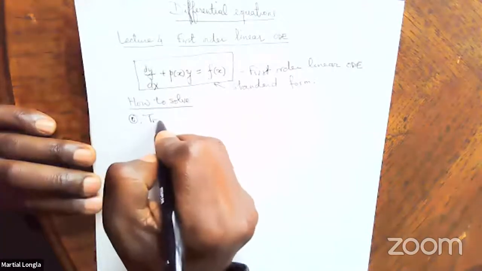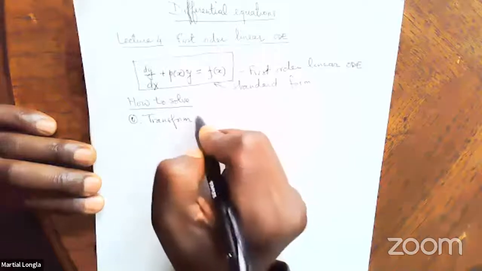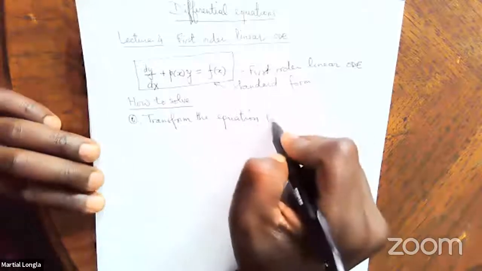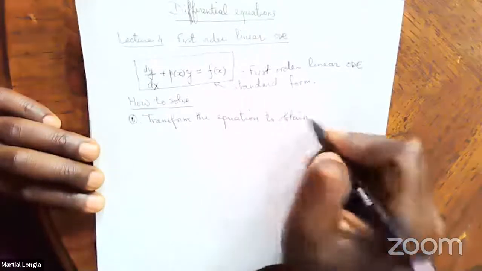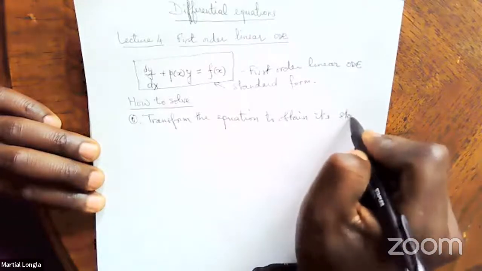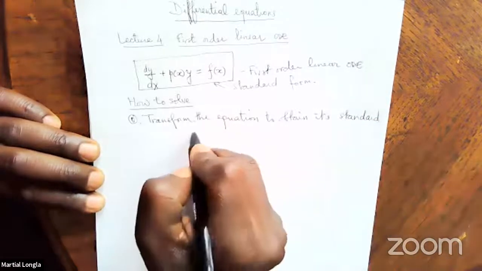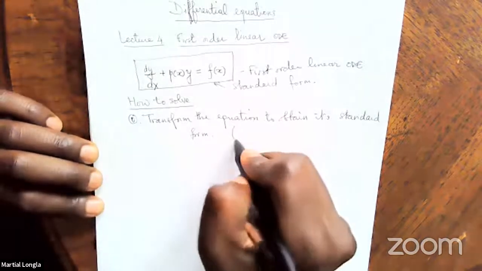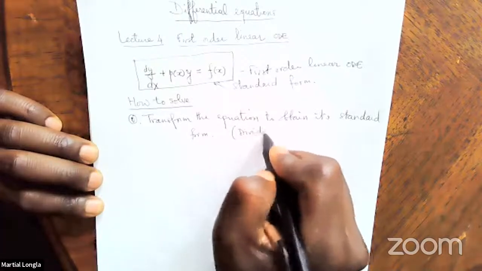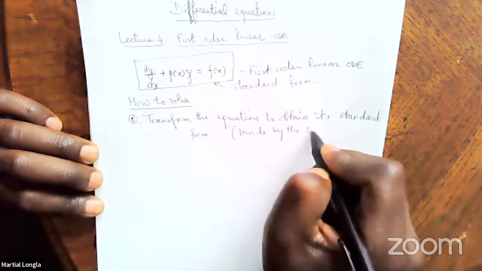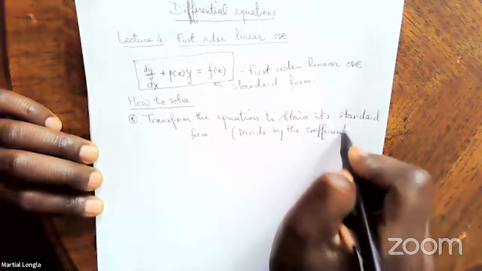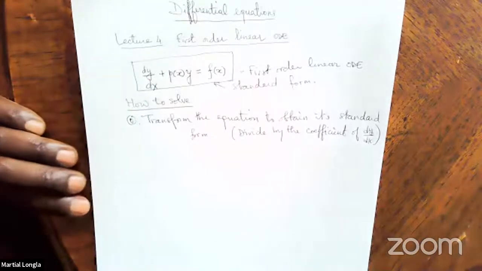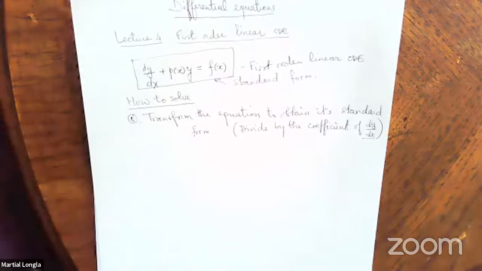Transform the equation to obtain its standard form. All right. And this is technically saying divide by the coefficient of dy over dx. So if there is something in front of dy over dx, you divide by that thing.